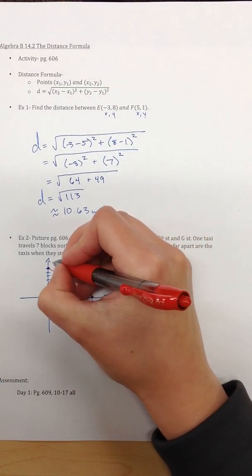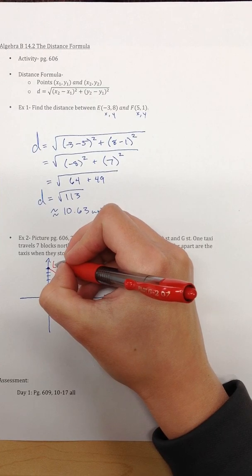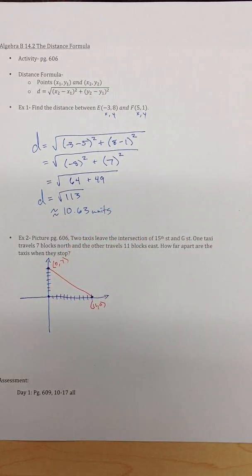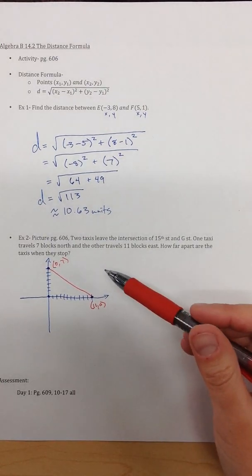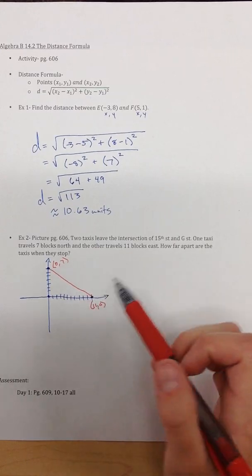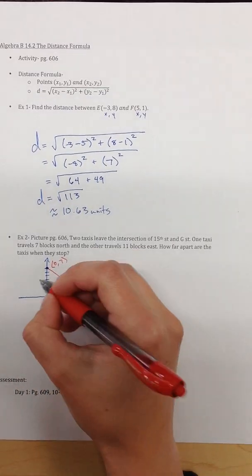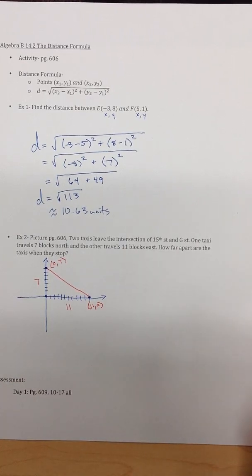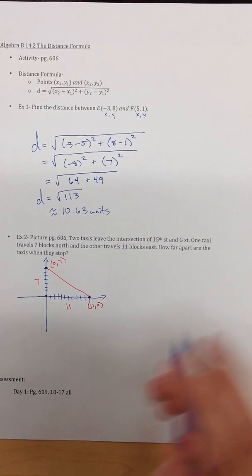This point here would be over 0 and up 7, so 0 for the x and 7 for the y. And it's up to you. You could use the Pythagorean theorem on this to figure out that distance. This side would be 11, this side would be 7, and you could do all the work there. Since we're working on the distance formula, I'm going to use the distance formula just to show you, but you could also use the Pythagorean theorem and get the same thing. Okay, so let's solve it out here.